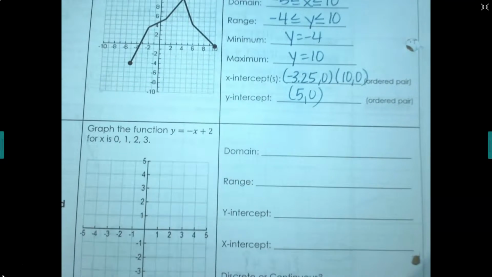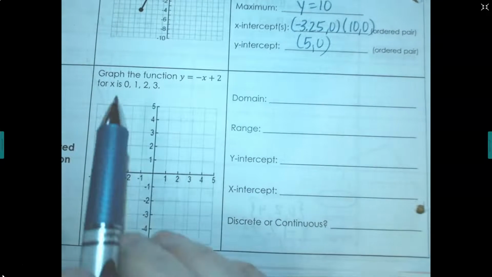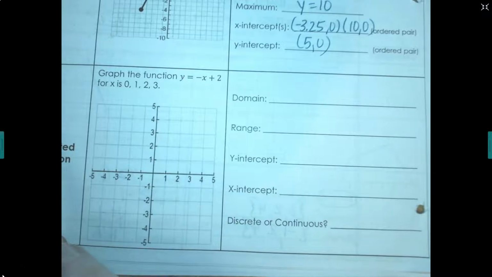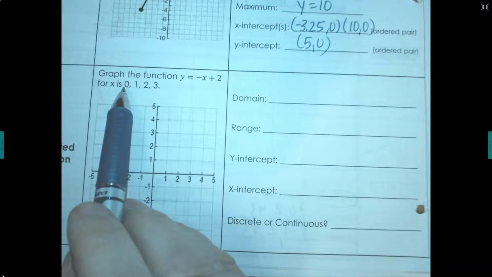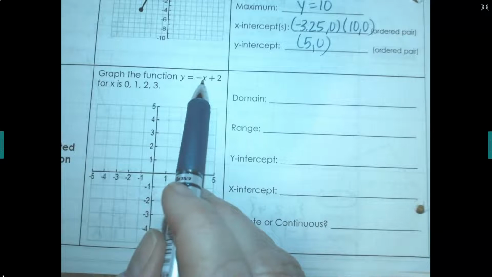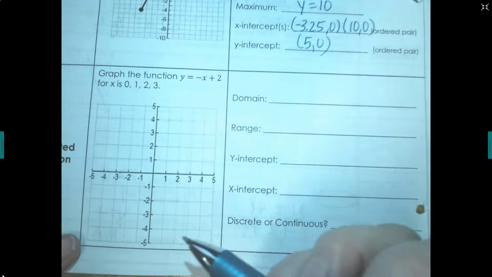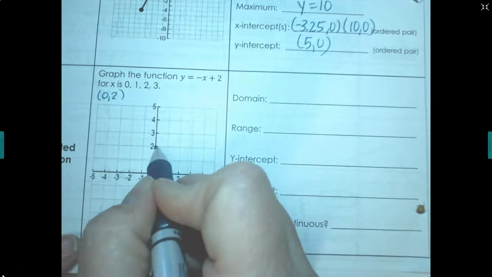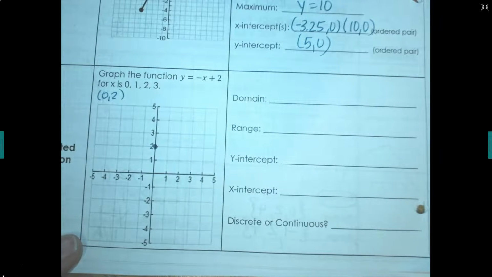All right, one last one. So this says graph this function for these x values. It means for only those x values. So this is going to be a discrete function. We're going to have points. So let's take the 0 and plug it in. So we get 0 plus 2, which will give us 0, 2. So I'm going to plot that point, 0, 2.